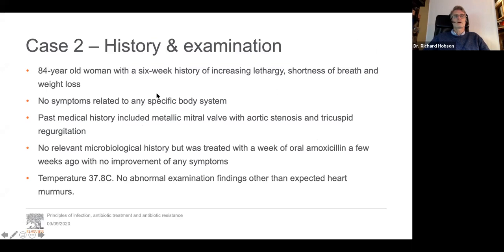This is an 84-year-old woman who presented with a 6-week history of increasing lethargy, shortness of breath, and weight loss. She had no symptoms that related to any specific body system, or at least none were available from the records. Her past medical history was very important and included a metallic mitral valve replacement with current aortic stenosis and tricuspid regurgitation. There was no relevant microbiological history, but in terms of treatment history, this patient was given a week of oral amoxicillin by their primary care doctor, or family doctor, a few weeks ago, which caused no improvement in any of her symptoms.